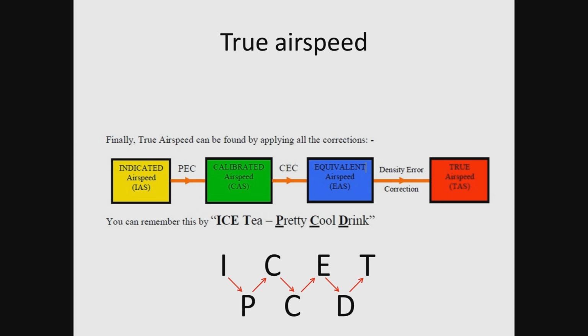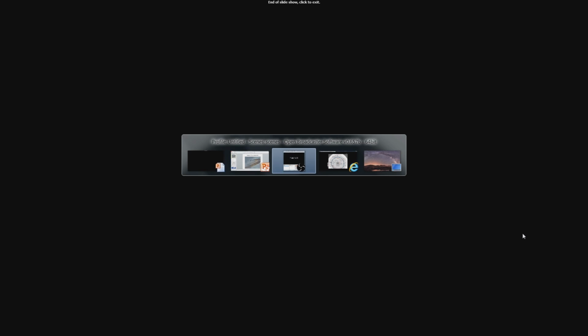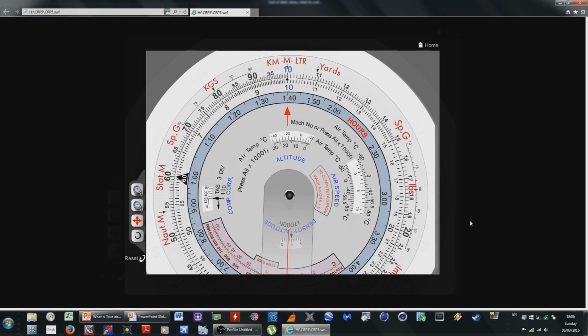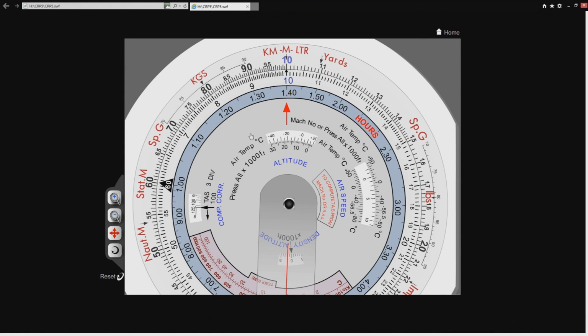Okay? Now that we've done that, if we go to our trusty CRP-5, how do you calculate the true airspeed on the CRP-5? Well, very simply, to prove the point that I was just making, that the true airspeed and the equivalent airspeed are the same at sea level. Well, that was a bit of an error on my part. They're not always the same at sea level.